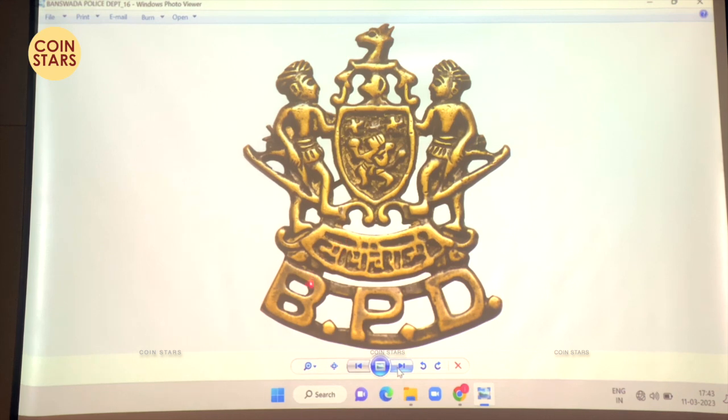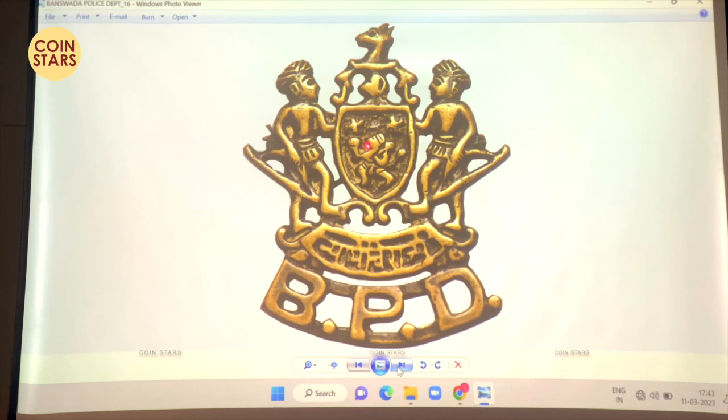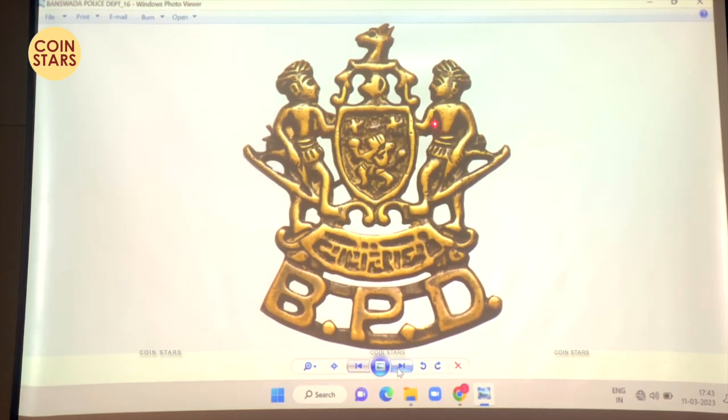ये राजस्थान का है. हनुमान जी in the shield and 2 warriors holding the shield. ये बांसवाड़ा पुलिस डिपार्टमेंट. और ये ऊपर हिरन जैसा है. Next.